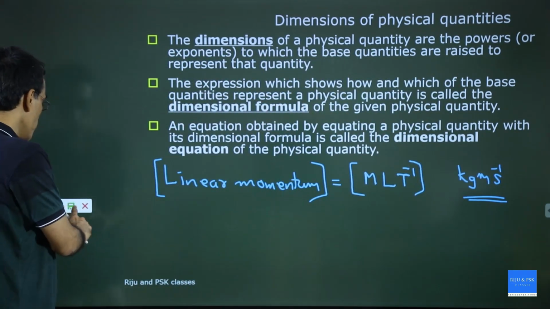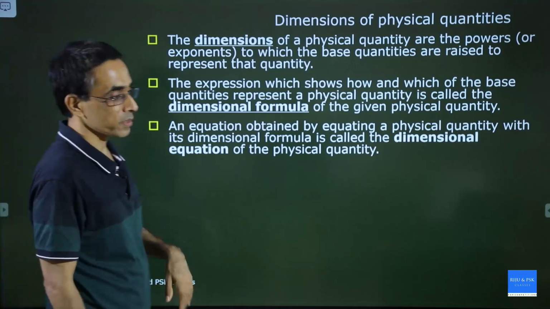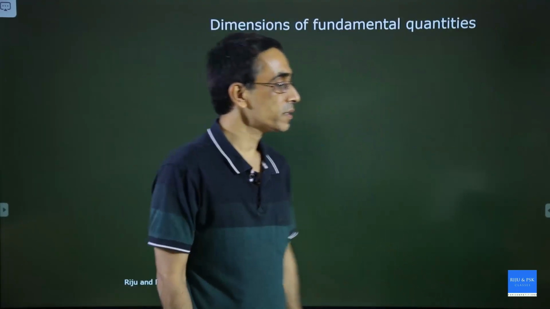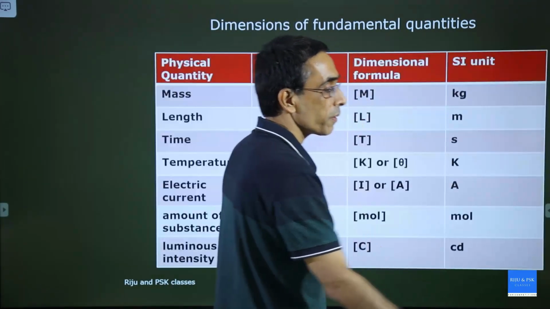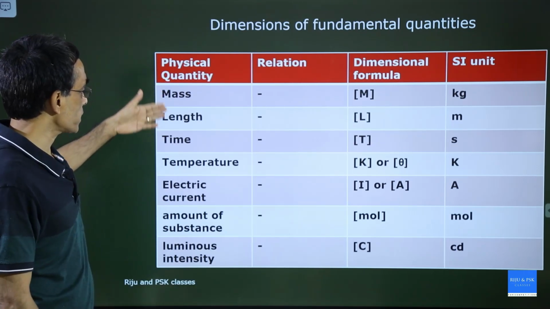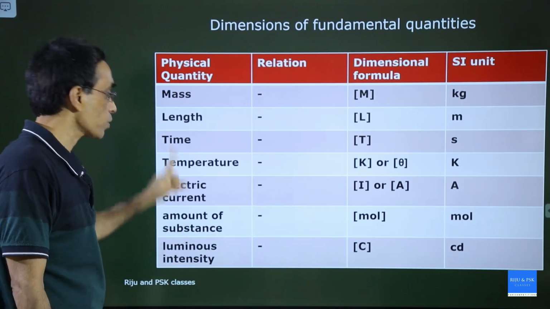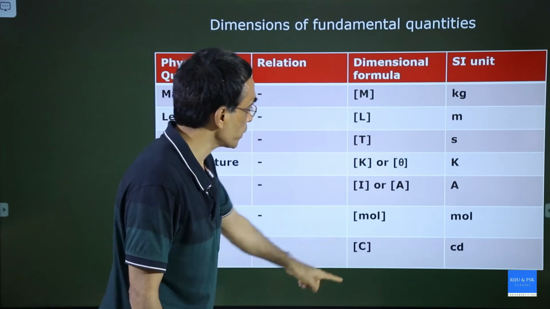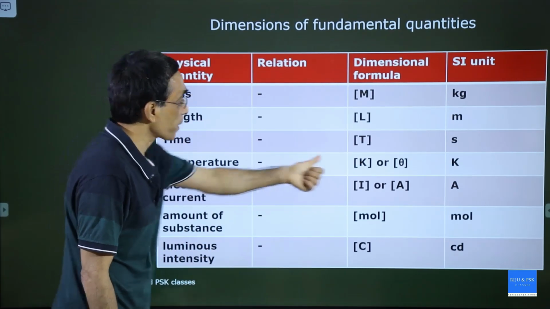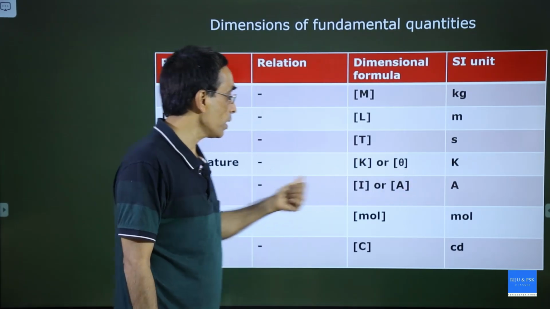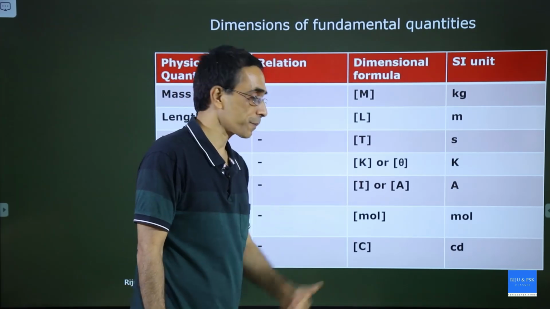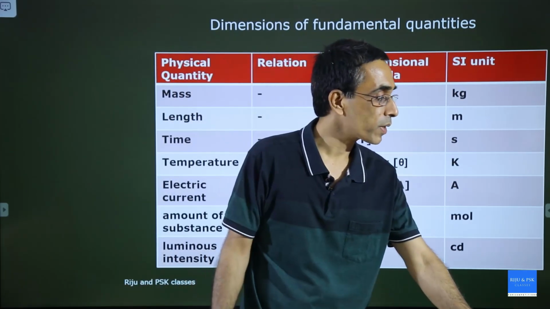After these definitions, we discussed dimensions of base quantities, mass, length, time, which are important for plus one, then temperature and other quantities, how to write the dimension of each of them. Importantly, temperature can be written as K or theta, current can be written as I or A. Different textbooks will adopt different methods.